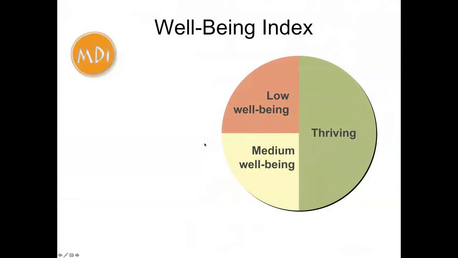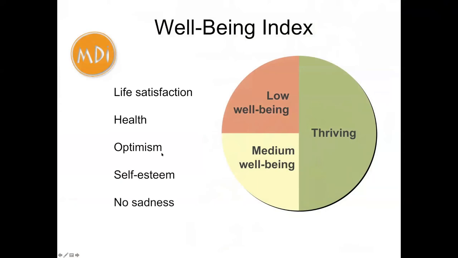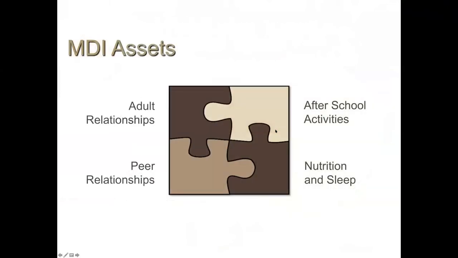So 5 scales fall under what we call the well-being index. We look at their life satisfaction, their subjective health, their optimism, their self-esteem, and their depressive symptoms or their sadness. We take all that information and categorize it into thriving, medium, and low well-being. Then on the context side, we ask children about their adult relationships at home and school. We ask them about their after-school activity involvement, their nutrition and sleep habits, and their peer relationships.